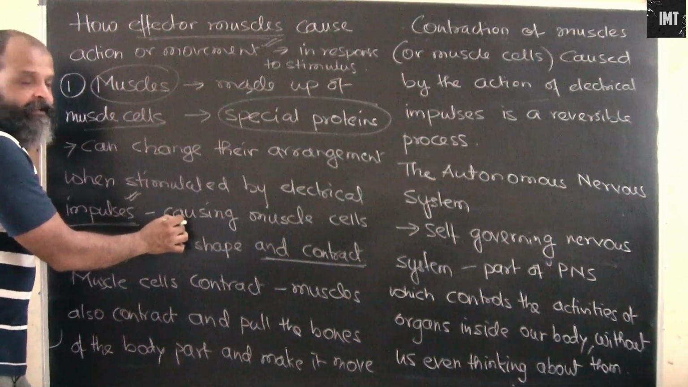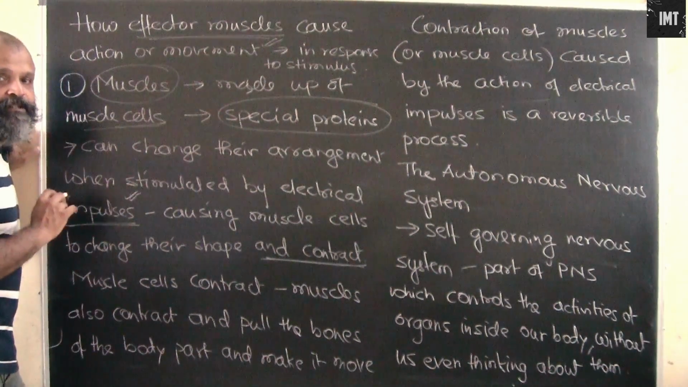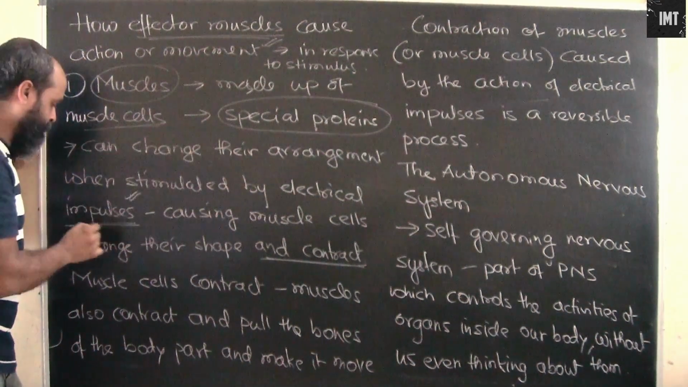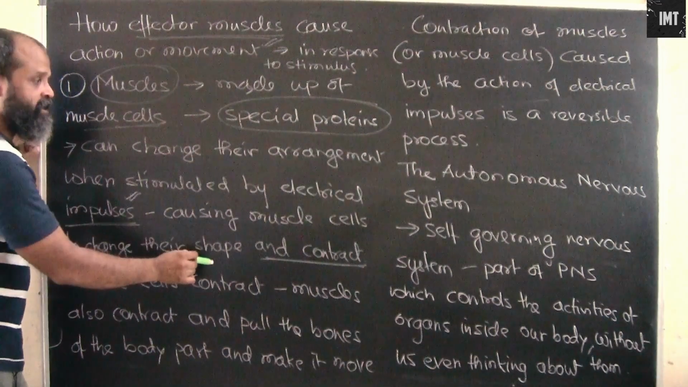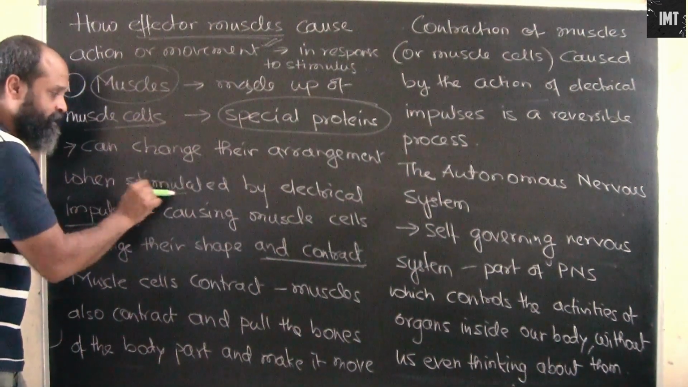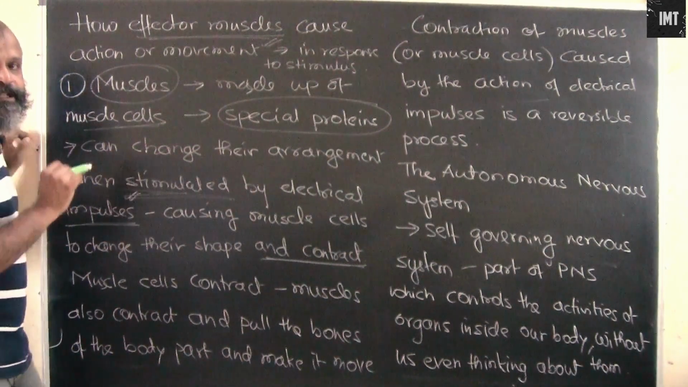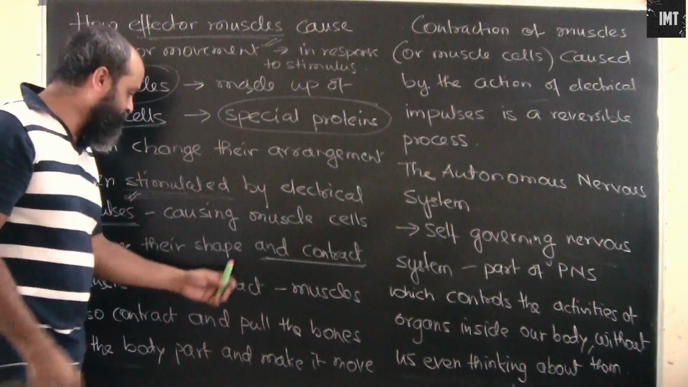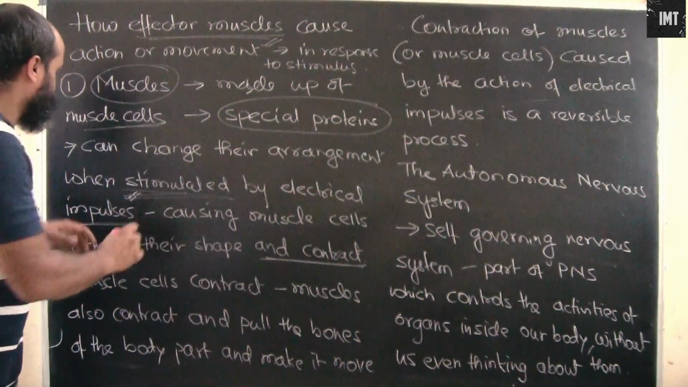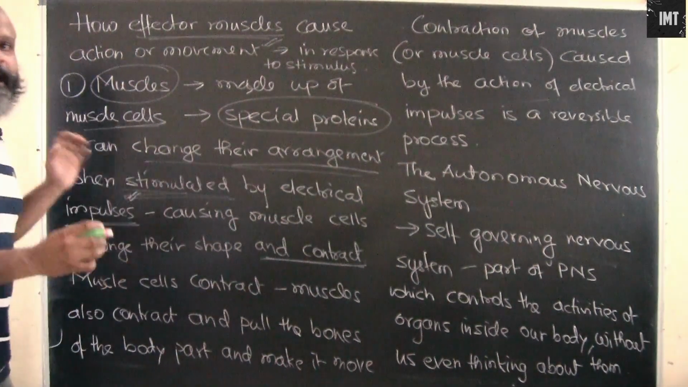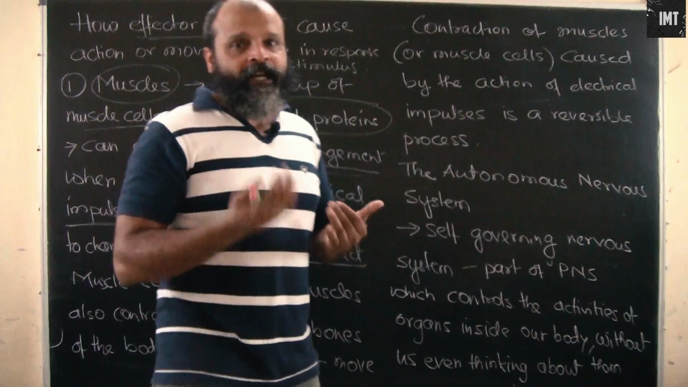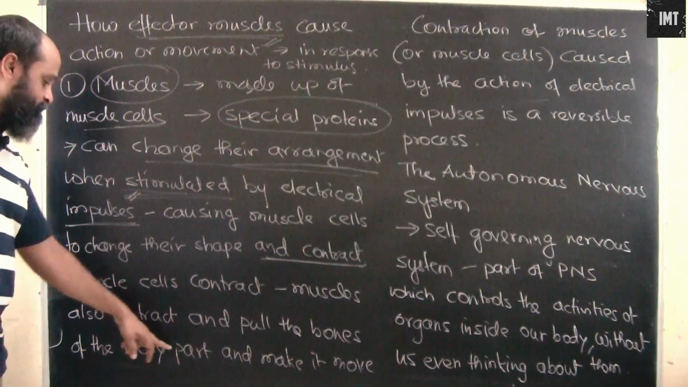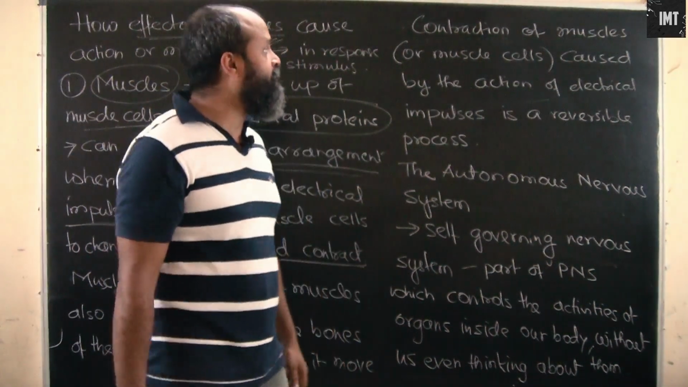So these electrical impulses which are reaching our muscle cells, from where? From the spinal cord through the relay neurons and through the motor nerves, causing the muscle cells to change their shape. They are made up of special proteins and these special proteins are stimulated by electrical impulses. So there is a stimulation that is generated, which causes the muscle cells to change their arrangement. When they change their arrangement, a contraction happens, and the moment a contraction happens, the muscles pull the bones of the body part and make it move. So that's how the movement happens.